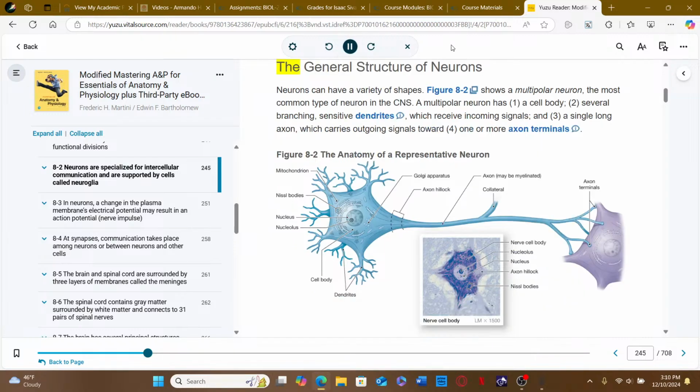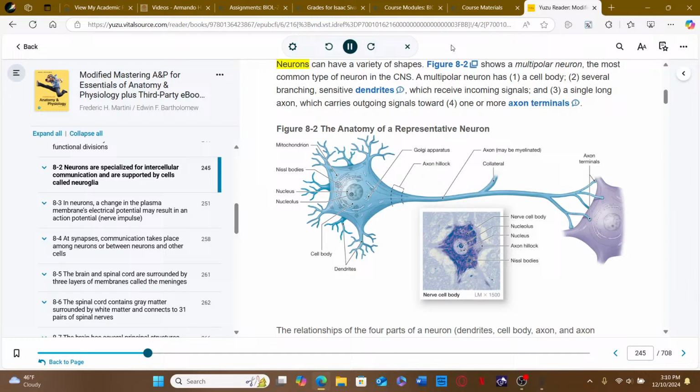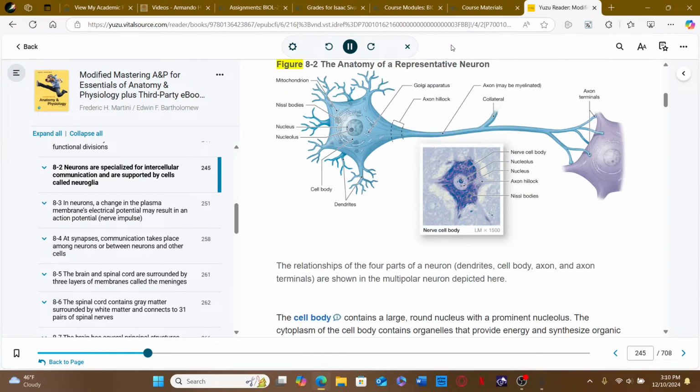Neurons. The general structure of neurons. Neurons can have a variety of shapes. Figure 8-2 shows a multipolar neuron, the most common type of neuron in the CNS. A multipolar neuron has 1. A cell body, 2. Several branching, sensitive dendrites, which receive incoming signals, and 3. A single long axon, which carries outgoing signals toward 4. One or more axon terminals.